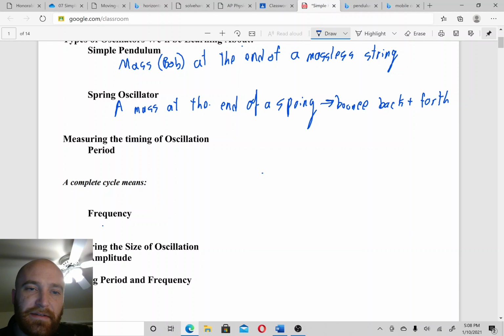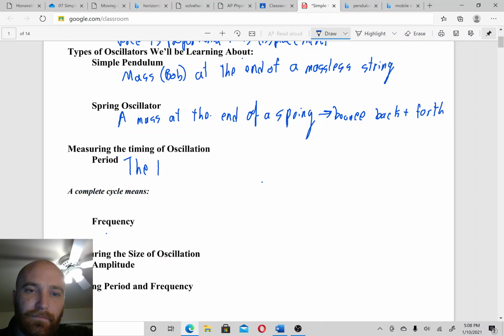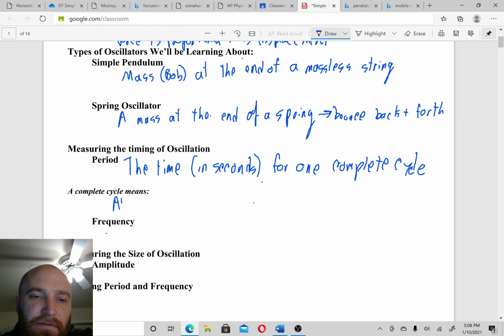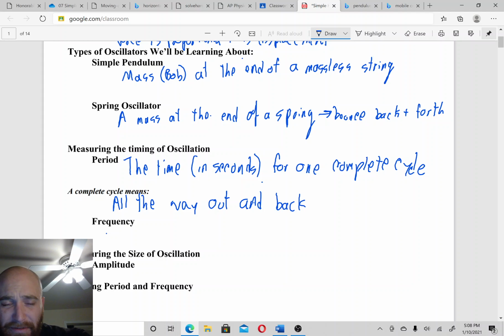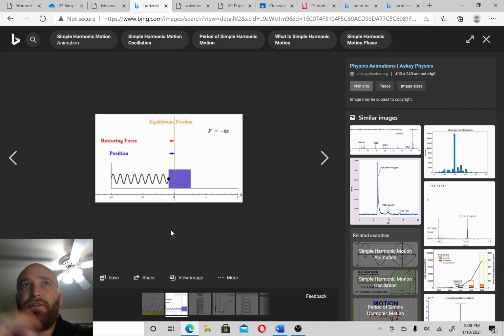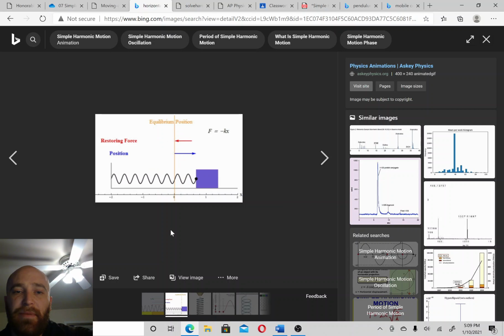So what period is, it's the time in seconds for one complete cycle. So what a complete cycle means is it's all the way out and back. To go out and back, what I mean by that is you take a position, and it's the time it takes for the object to go all the way to one side, all the way to the other, and then back to where you started.